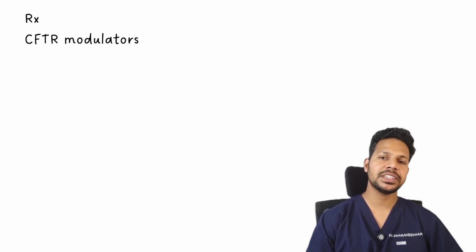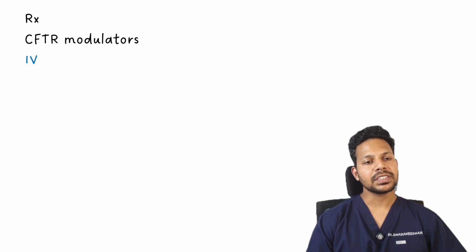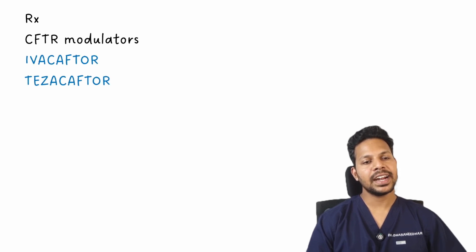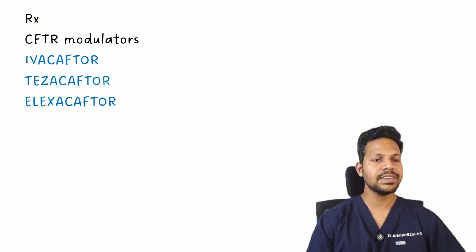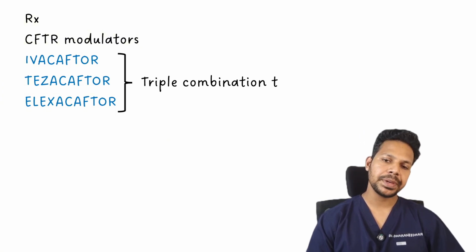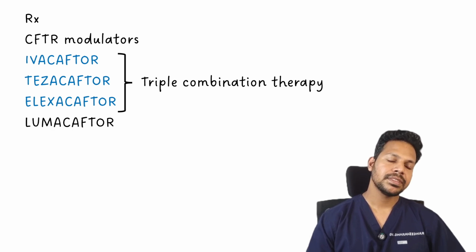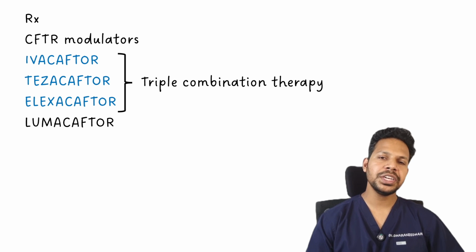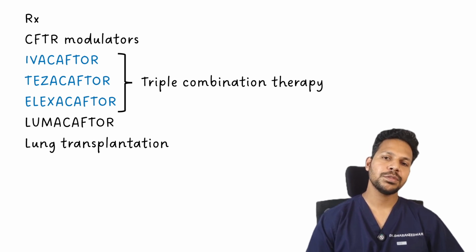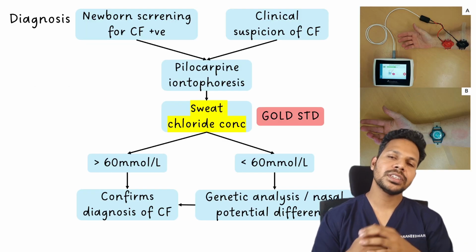Lastly, let's look at the management. So now we have CFTR modulators, CFTR gene modulators. So they are ivacaftor, tezacaftor, and elexacaftor. These are the CFTR modulators. If you use 3 of them together, it is a triple combination therapy. And there is another new drug which is lumacaftor. And if the patient is not responding to any of these CFTR modulators, then the lung transplantation is the ultimate choice for the patient. So this is about bronchiectasis.